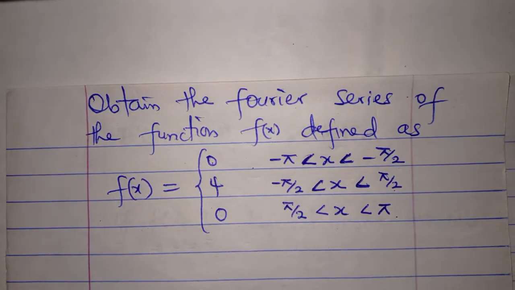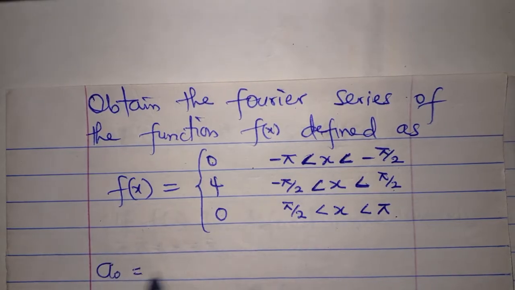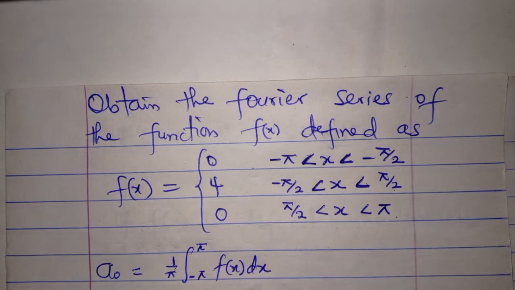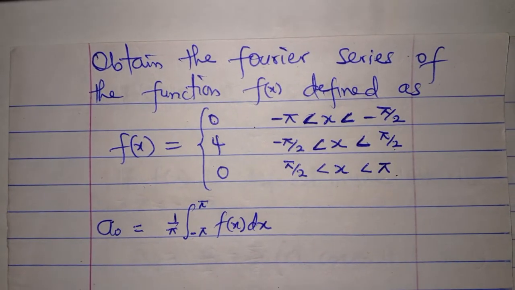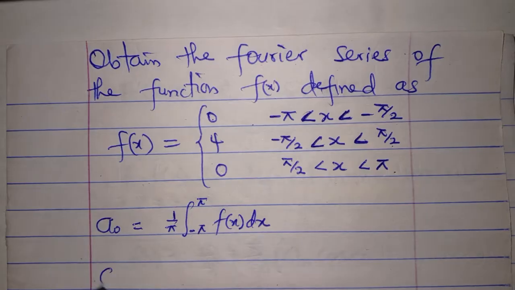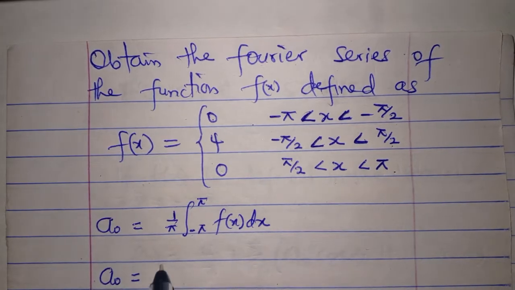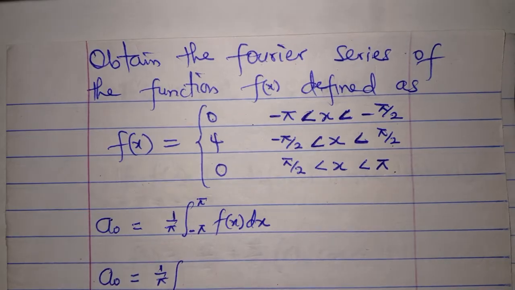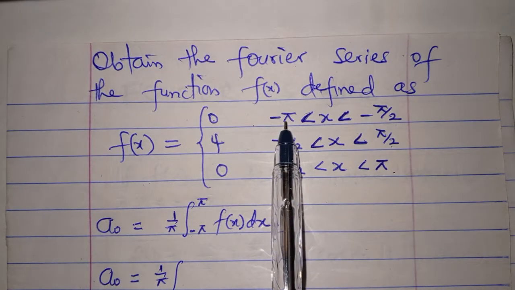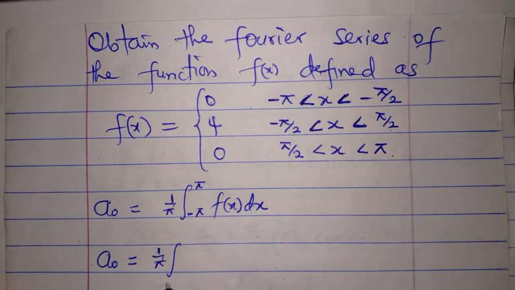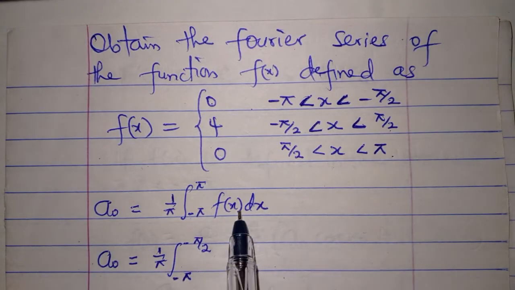What we have to do first of all is to determine the Fourier coefficients a naught, a sub n, and b sub n. Remember that a naught is 1 over pi times the integral from negative pi to pi of f of x dx. Okay, so for this periodic function, what will be a naught? A naught is equal to 1 over pi times the integral. We'll take the first one from negative pi to negative pi over 2 of f of x, which is 0, dx.